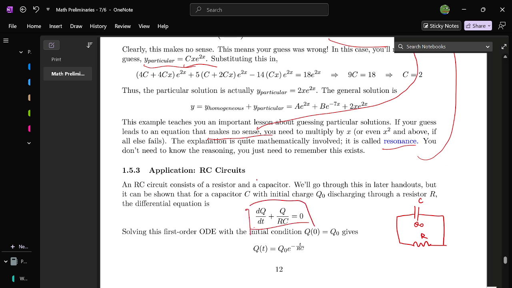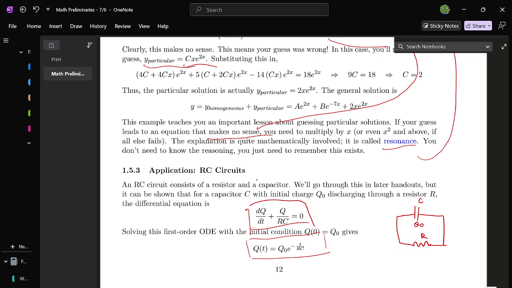And this is just an ODE. It's actually a first order ODE, and it's the simplest case that you can have. By solving this, you can either use separation of variables or you can use integrating factor or you can use homogeneous and particular solutions. You can get the charge as a function of time, and it's actually a negative exponential.